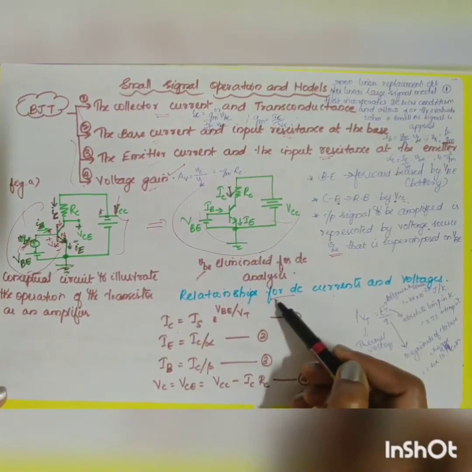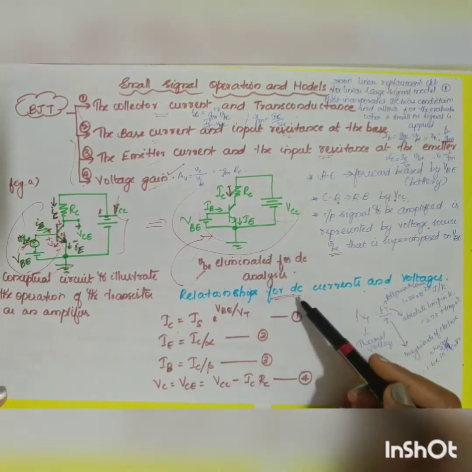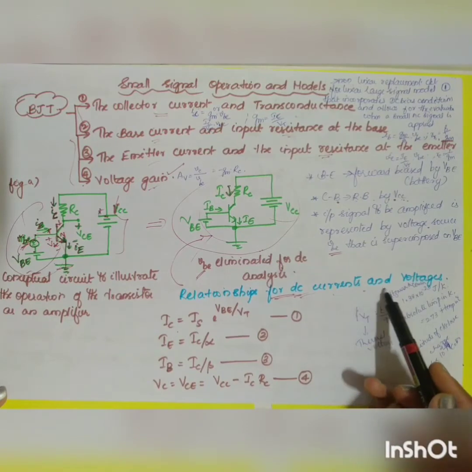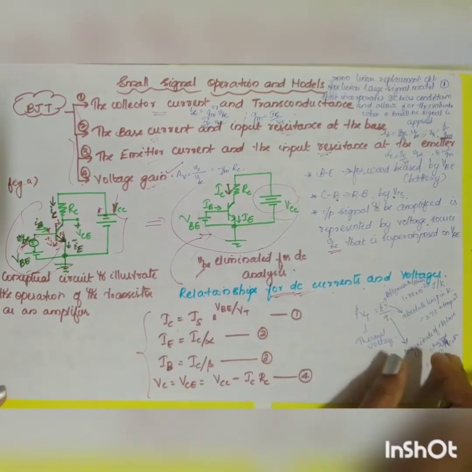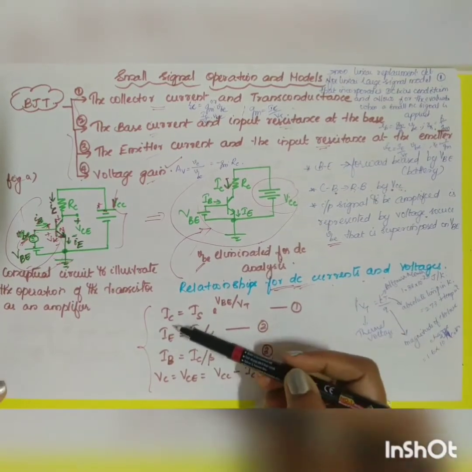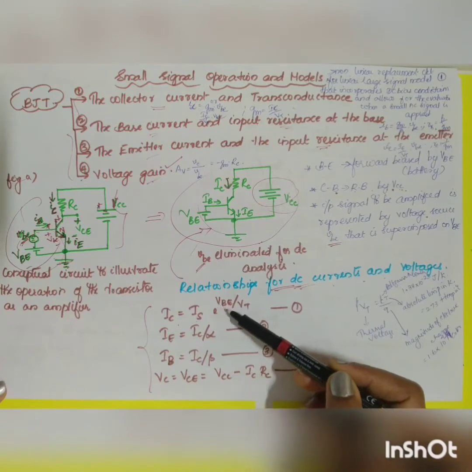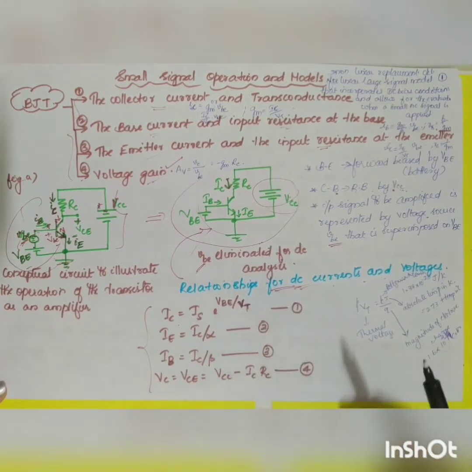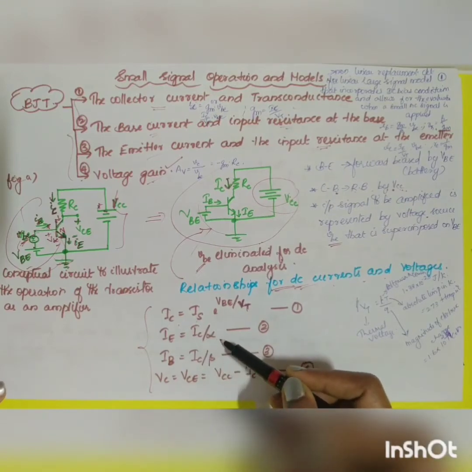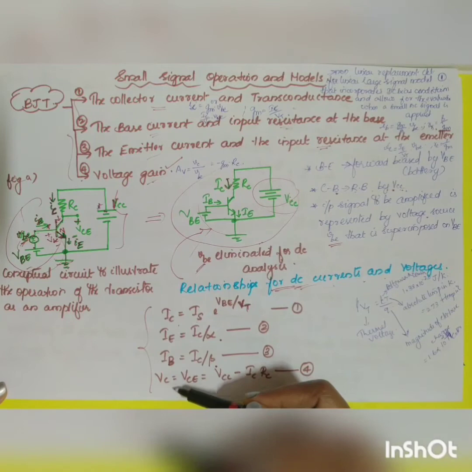Now, the relationship for DC current and voltages, the relationship between your basic DC current and voltages. Only by applying a DC signal, what are your 4 basic equations? Your collector current IC is equal to IS into e power or exponential of VBE divided by VT. All capital letters signify the DC values, and IE is equal to IC divided by alpha, IB is equal to IC divided by beta.